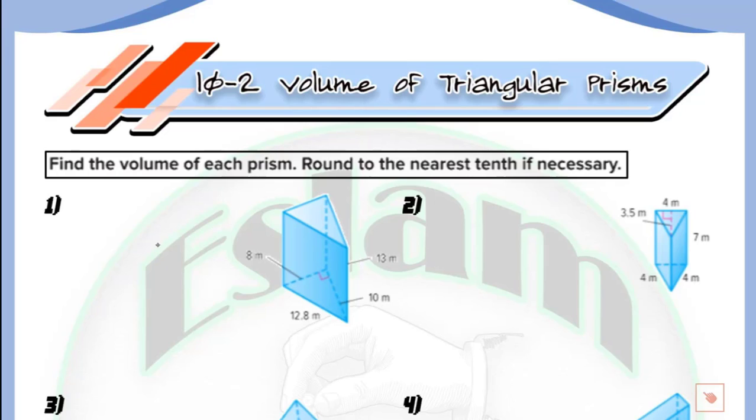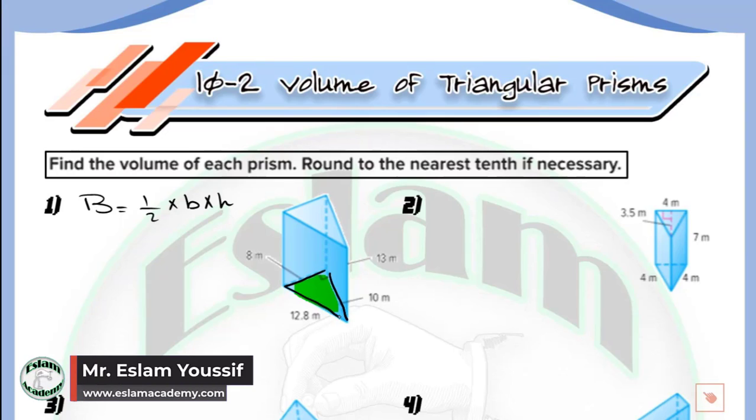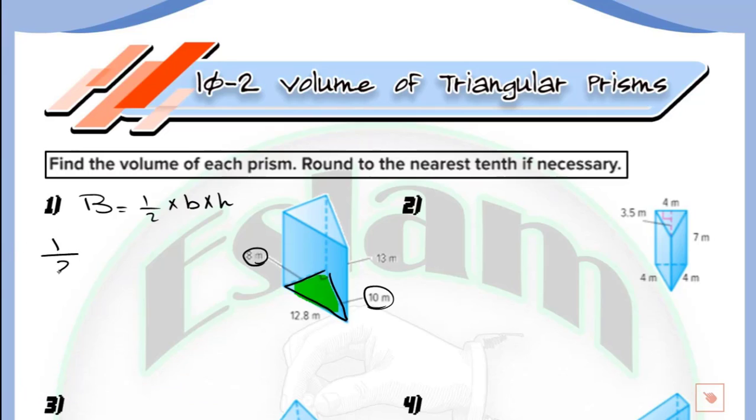In question number 1, we need to find the volume. If you look at the figure, you will find that we have a triangular prism. To find the volume, we need to identify the base and find its area. Now the base is a triangle. We know that the area of the triangle equals half times base times height. Now we have a right angle triangle, as mentioned, so one side will be the base and the other side will be the height. So the area of the base now will be 1 over 2 multiplied by 8 multiplied by 10. You will find that the answer is 40 square units.